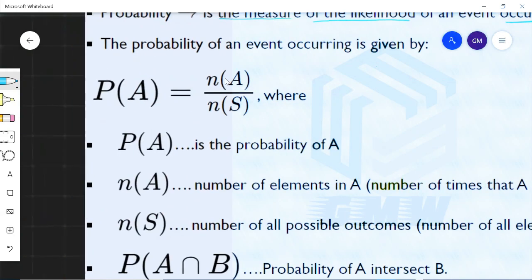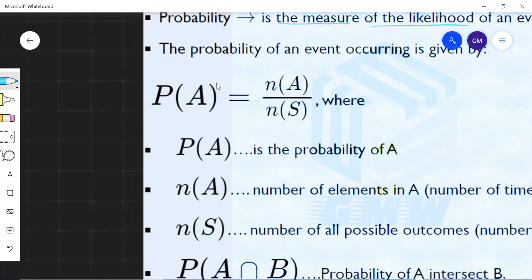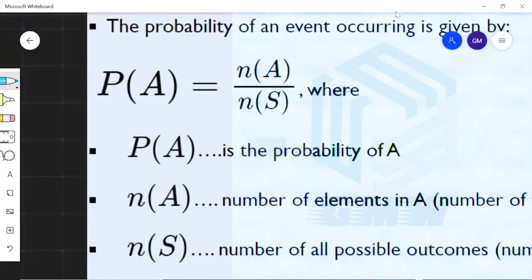Whenever you hear probability, there is a formula that we will use to calculate it. If A is an event, then to calculate the probability of event A happening, you have to find the number of times that A is occurring or appearing, over the total number in the sample space. So P of A means probability of A.